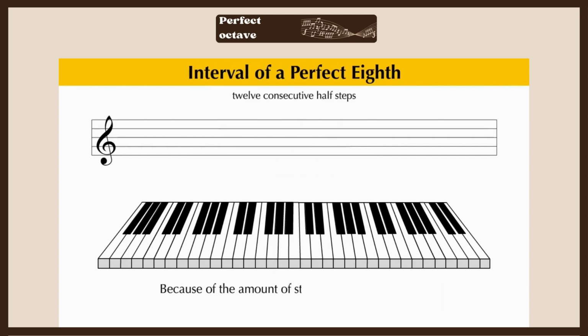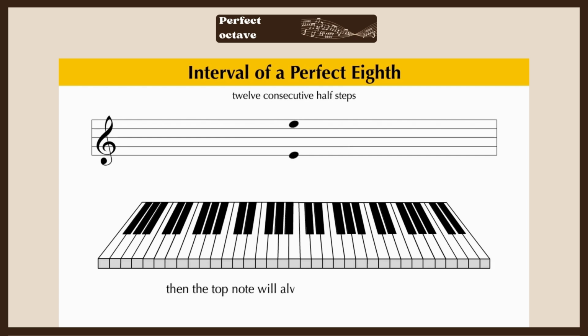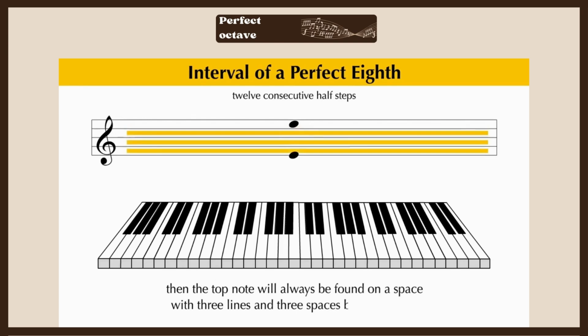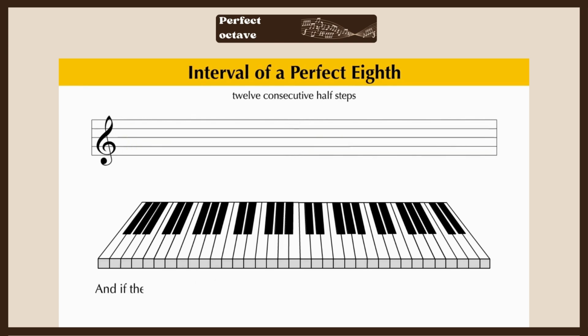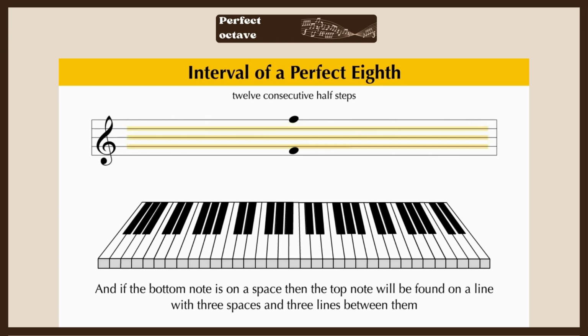Because of the amount of steps separating each note, identifying an interval of a perfect eighth on the staff can be a bit tricky. However, you will notice that if the bottom note of the octave is on a line, then the top note will always be found on a space, with three lines and three spaces between them. And if the bottom note is on a space, then the top note will be found on a line, with three spaces and three lines between them.